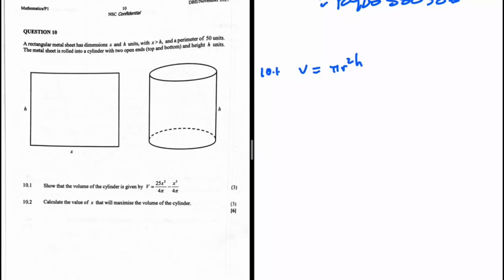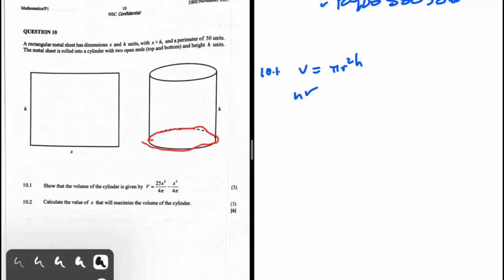So let's take a look at this rectangular metal sheet and make sense of what is happening. When we roll the rectangular metal sheet, the height remains h. But what happens to x? X is going to form this part at the bottom. This is going to be x. So there we go. X forms that part, right?